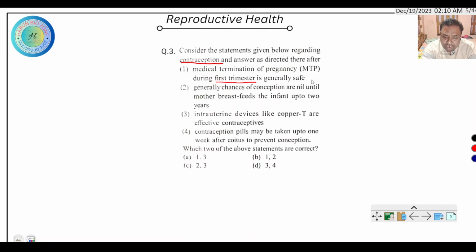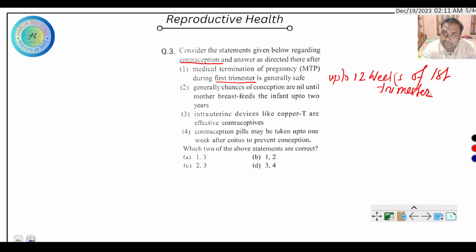Yes, it is allowed up to a maximum of 12 weeks of the first trimester. MTP means medical termination of pregnancy. In case the embryo is affected by a medical trait or genetic disorder, then MTP is allowed. Otherwise, MTP is an illegal process.